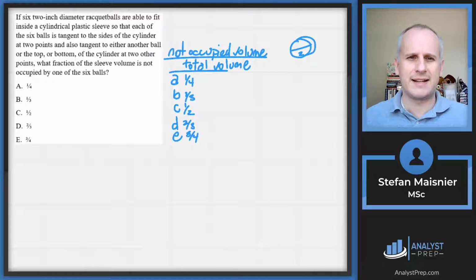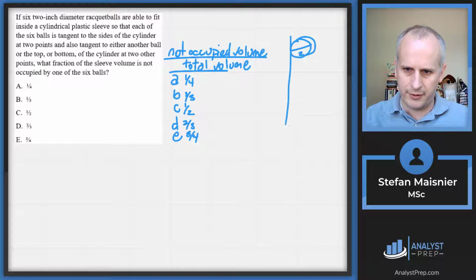Are able to fit inside a cylindrical plastic sleeve so that each of the 6 balls is tangent to the sides of the cylinder at 2 points, and also tangent to either another ball or the top or bottom of the cylinder at 2 other points. Okay, that's a mouthful, right? So we've got to figure out what that means.